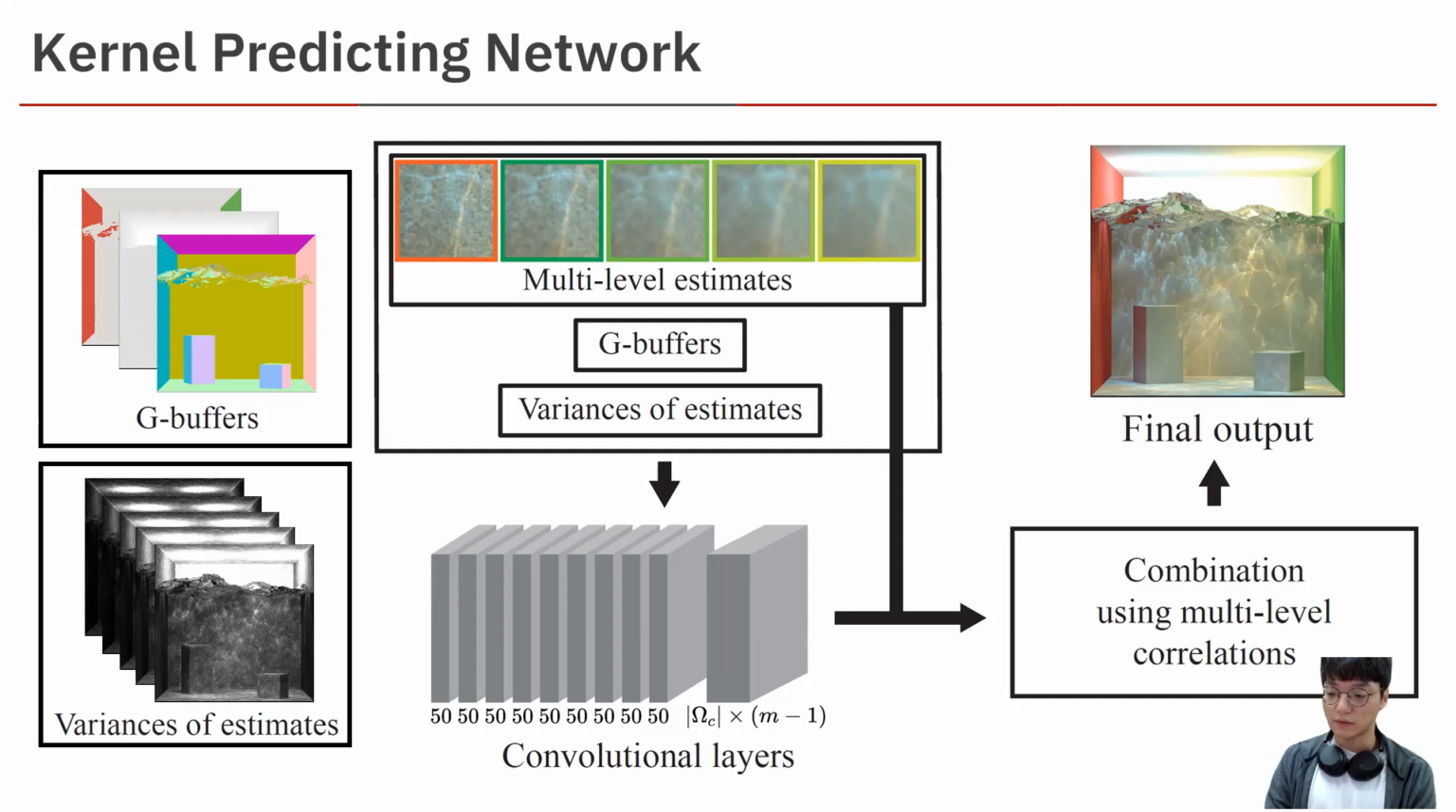The architecture of our network is a fully convolutional network with 10 layers. The last layer has larger channels, calculated by multiplication of the size of the local window and the number of input correlated images.